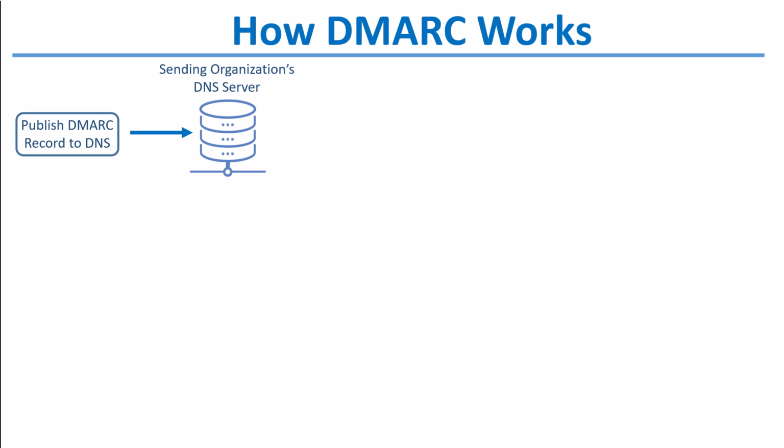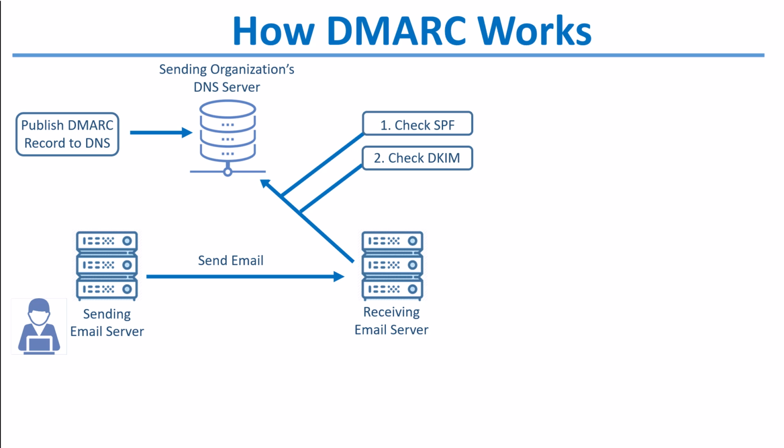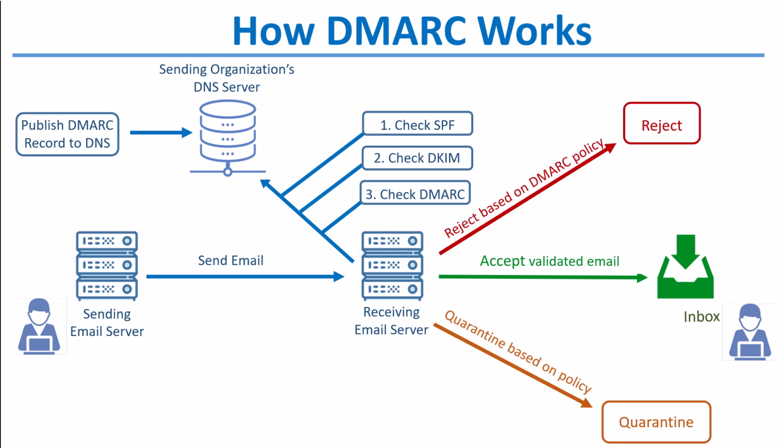So we publish a DMARC record to DNS, and then when an email is sent from a particular domain, the receiving mail server first checks the SPF record of the sending domain. Then, if the message is signed with DKIM, it checks the public DKIM key published to DNS to see if it matches the private key that is used to sign the message. And then finally, the receiving server checks the DMARC record of the sending domain to determine how to handle messages that do not properly align with SPF and DKIM. And then based on the sending domain's DMARC policy, the message can be accepted, rejected, or quarantined.